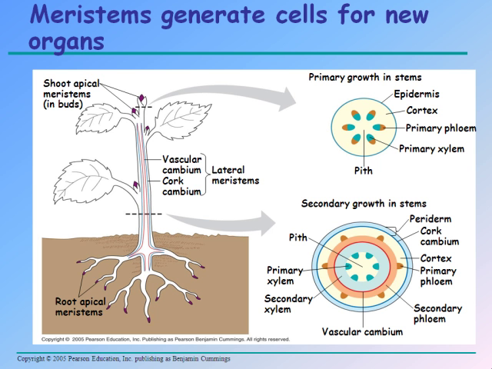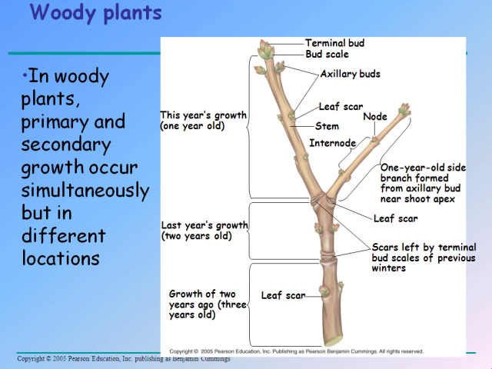Secondary growth in stems, you have periderm, cork cambium, cortex, primary phloem, secondary phloem. Here's the vascular cambium, secondary xylem, primary xylem, and pith. So the xylem, primary and secondary xylem, this is what adds rings of growth inside of the plant. So in woody plants, primary and secondary growth occur simultaneously, but in different locations.